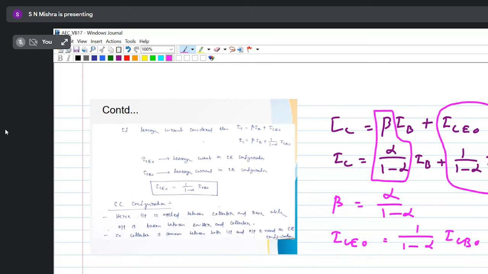Okay. If you take alpha as 0.95, then ICEO will be more than ICBO. So the leakage current for the common emitter configuration is more than for the common base configuration. Okay.